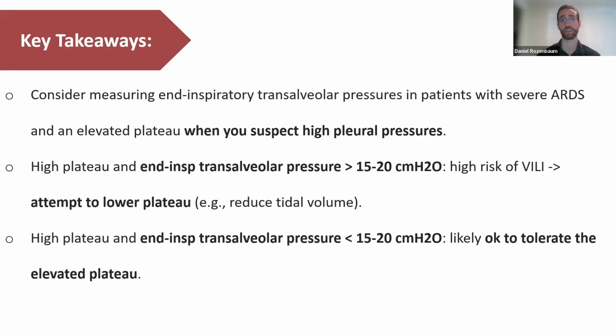In patients with a high plateau and an end-inspiratory transalveolar pressure above goal, you should attempt to lower their plateau. They are at a high risk of VILI. In those with a high plateau but an end-inspiratory transalveolar pressure within goal, it is likely okay to tolerate that plateau and potentially even pursue interventions like increasing PEEP that may raise the plateau further if otherwise indicated.